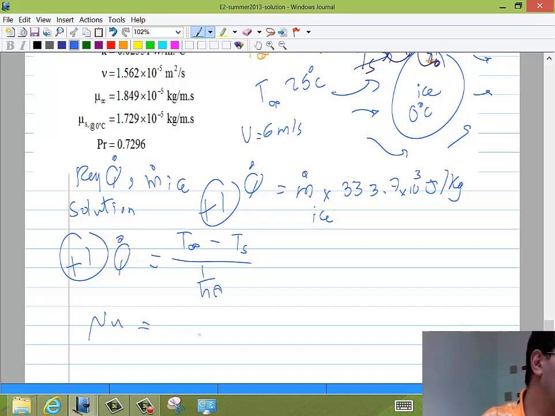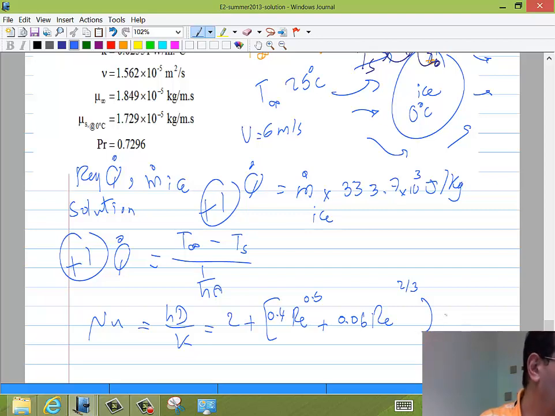And that equation is the Nusselt number: it's 2 plus 0.4 Reynolds^0.5 plus 0.06 Reynolds^(2/3), the whole thing multiplied by Prandtl^0.4, and you've got mu infinity over mu s to the power 1/4.